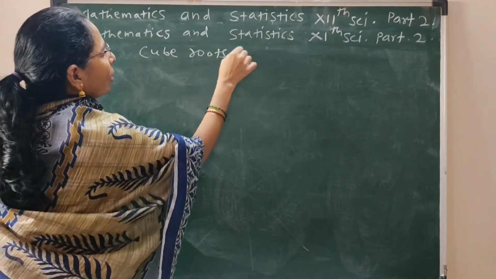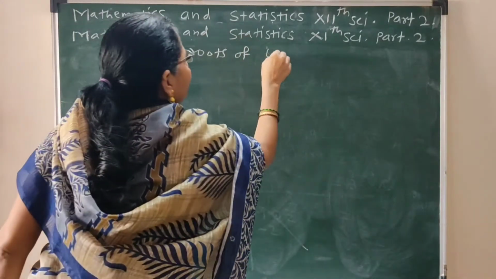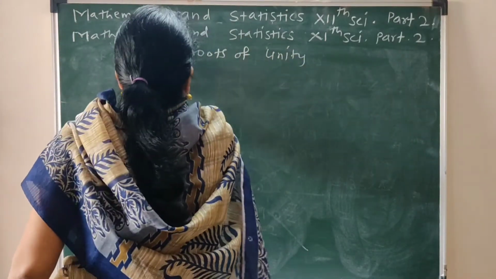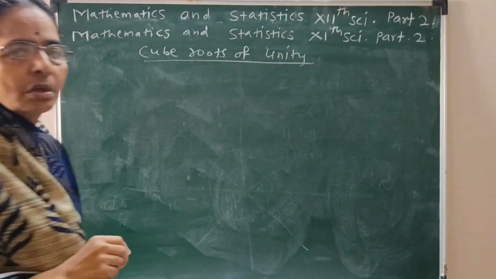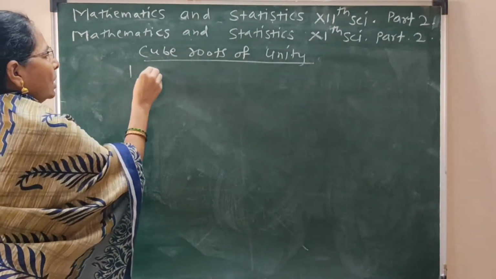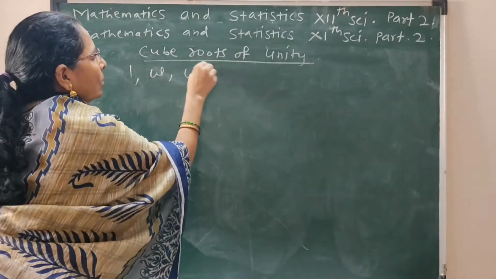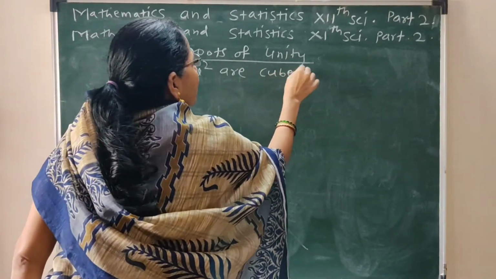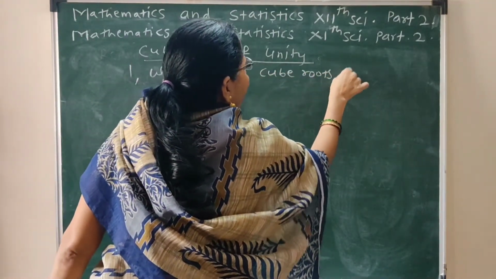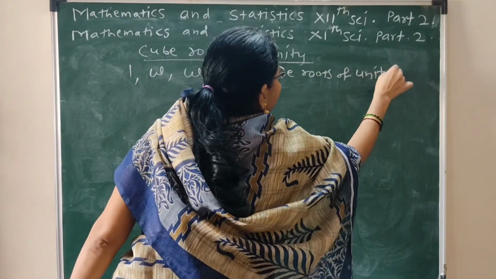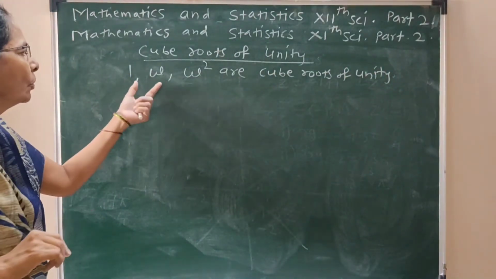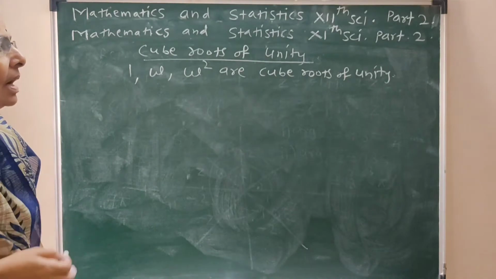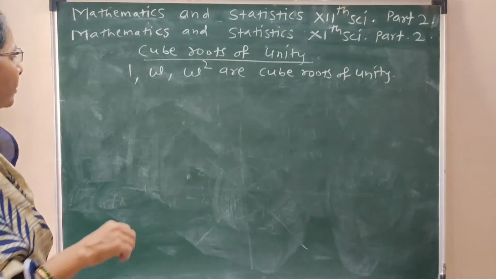Roots of unity. Cube roots of unity: 1, omega, omega square are the cube roots of unity.